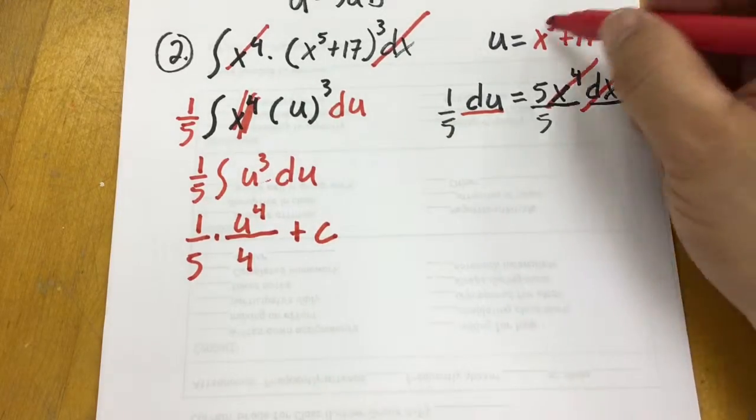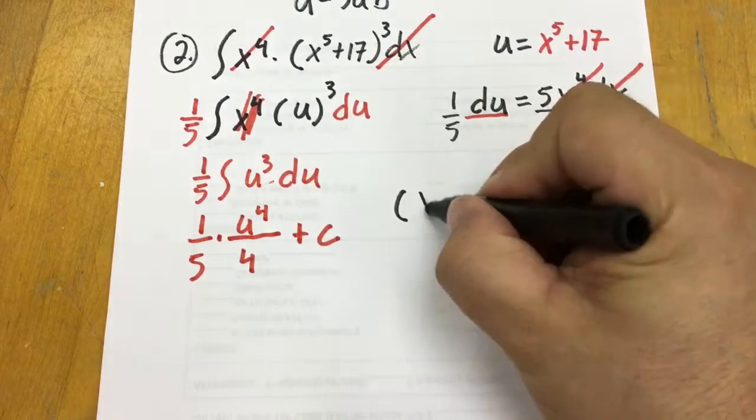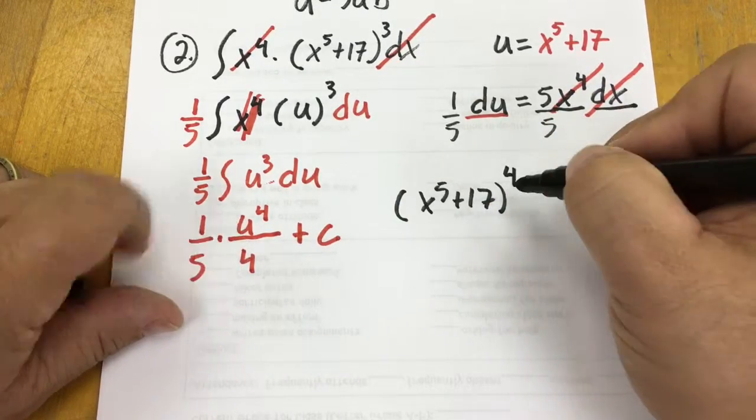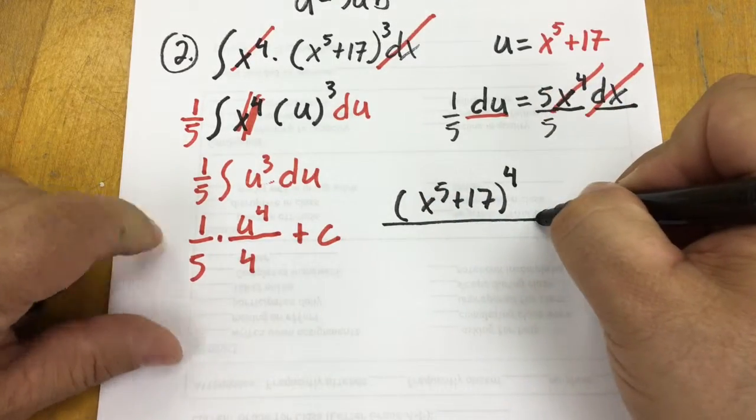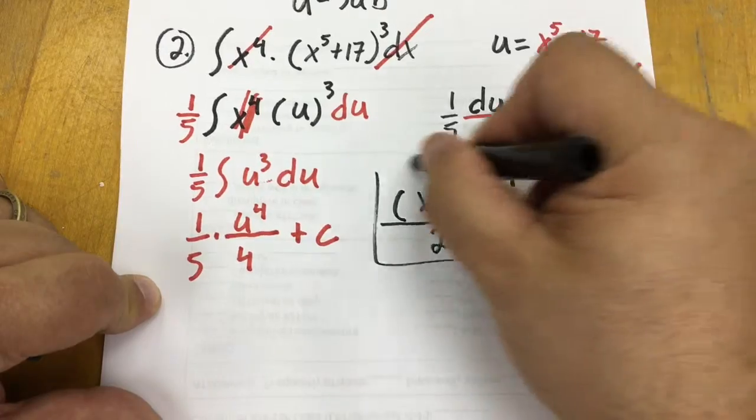Now when I put the x to the fifth back in, that's just going to give me (x to the fifth plus 17) in for u to the fourth power now, all over 5 times 4 is 20, plus c. And that was a little bit more involved u substitution.